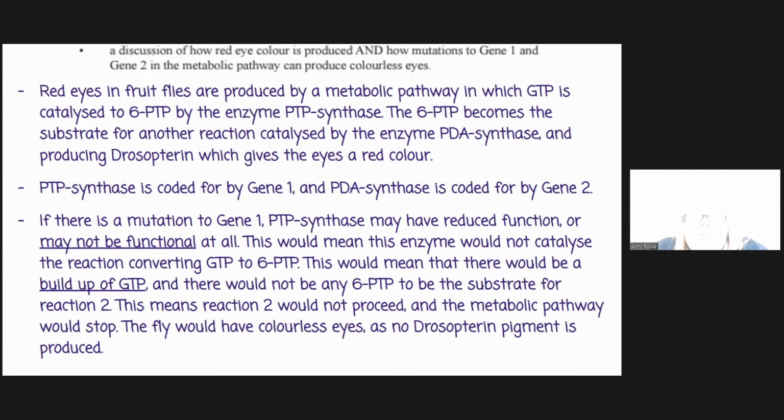If there's a mutation to gene 1, PTP synthase may have reduced function or may not be functional at all. So it would not be able to catalyse the reaction converting GTP to 6-PTP. This would mean that there would be a build-up of GTP. There would not be any 6-PTP to be the substrate for reaction 2. Reaction 2 would not proceed and the metabolic pathway would stop. The fly would have colourless eyes as no drosophilin pigment is produced.